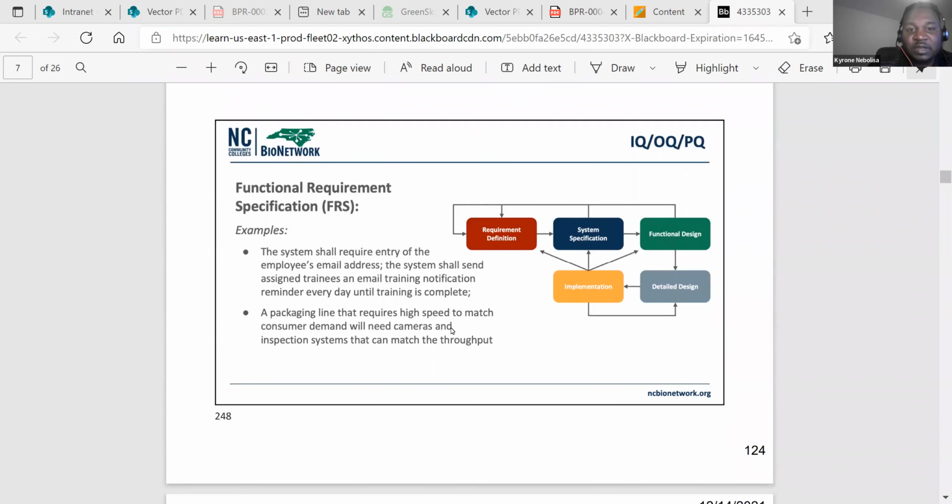Some examples of FRS requirements are: the system shall require entry of the employee's email address; the system shall send assigned trainings an email training notification, reminder every day until training is complete; or a packaging line that requires high speed to match consumer demand that will need cameras and inspection systems that can match the throughput. So these are functional requirement specifications and examples of that.